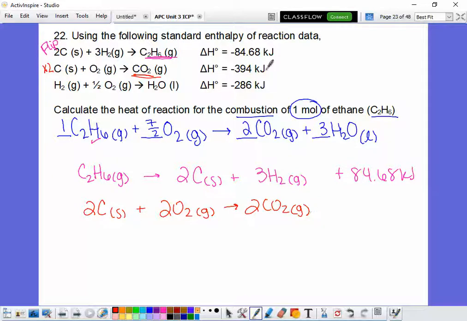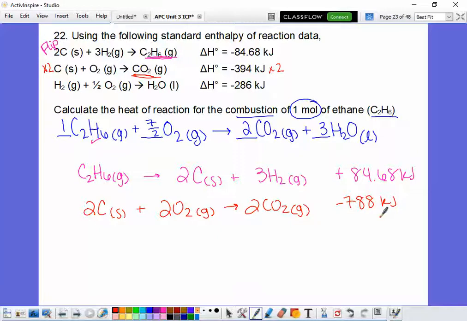So this delta H, the negative 394 kilojoules, is for one of these reactions. If we multiplied them all by 2, what are we going to do to that delta H? Multiply it by 2 as well. Whatever you do to the reaction, you need to do to the delta H. So our delta H for this reaction will be what? Negative 788. Good.